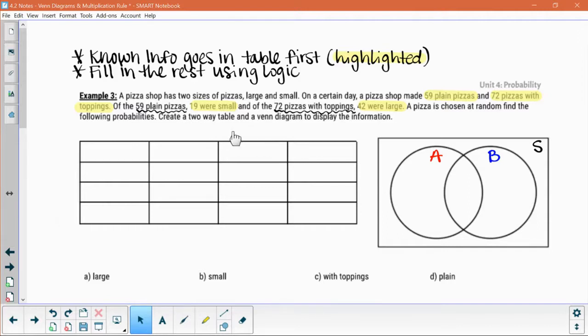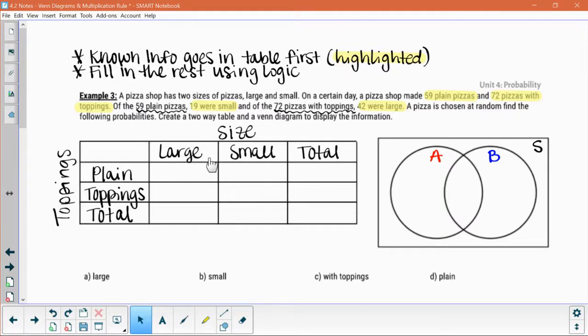So I'm going to go ahead and label my table. I have size up top, toppings on the side. You could flip this if you wanted, that's okay. And I'm going to place all of the information that I currently have. I have 19 small plain, and I have 59 plain pizzas total. I have 42 large with toppings and 72 pizzas with toppings total.